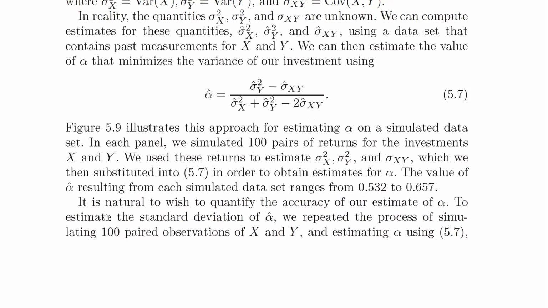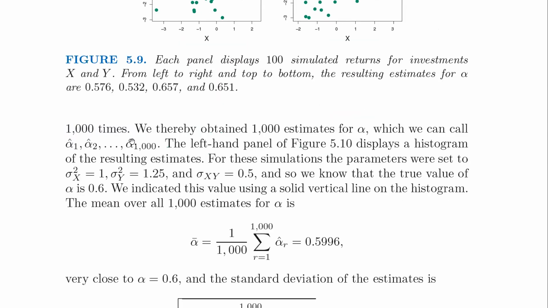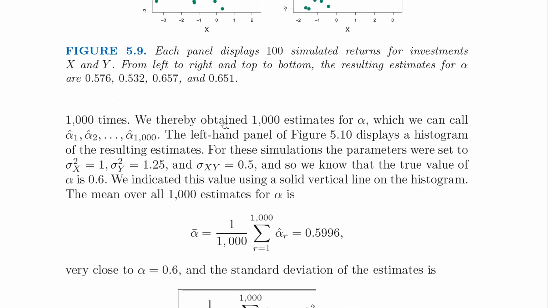It is natural to wish to quantify the accuracy, and this is the whole thing, right? The accuracy of our estimate of alpha. So we would like a standard deviation of alpha hat. To estimate this, we repeat the process of simulating 100 paired observations of X and Y, and estimating alpha using 5.7, 1,000 times. We thereby obtained 1,000 estimates for alpha. It's a pity they don't give the code for these examples.